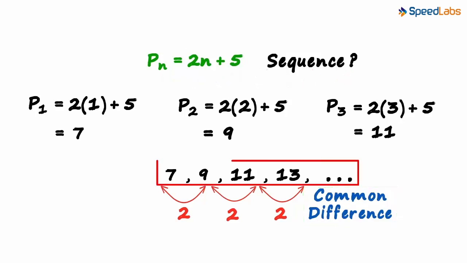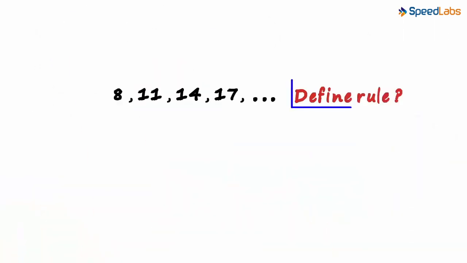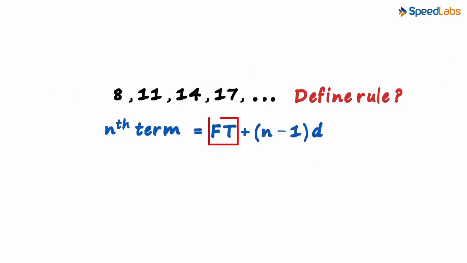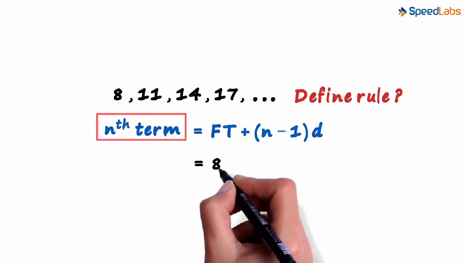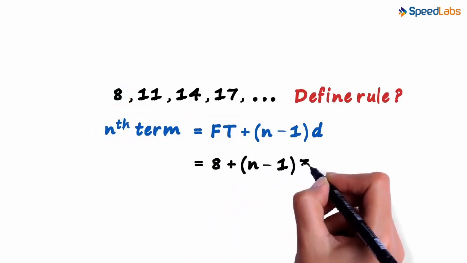Now given the sequence, can we define the rule? In the next example, we are given the sequence and have been asked to define the rule. To define the rule, we can just use the formula we saw for the nth term of the sequence. It is the first term plus n minus 1 times d. d is the common difference. The first term is 8 and the common difference is 3.